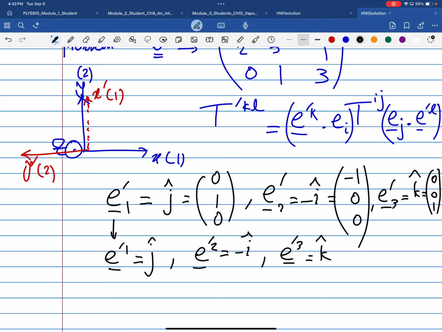So if I do dots between E prime 1 in the reciprocal and E2 prime in the original, it's going to be 0. So you see that, right? Basically, the dot product of these things is 1, and other pairs are 0. Other pairs from the first row and second, if I pick.